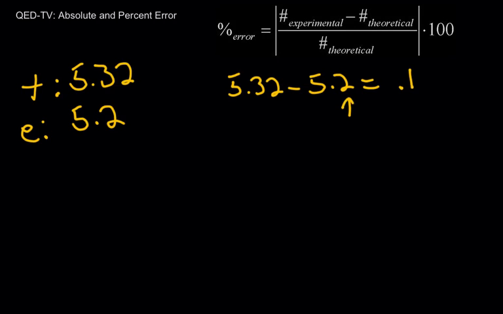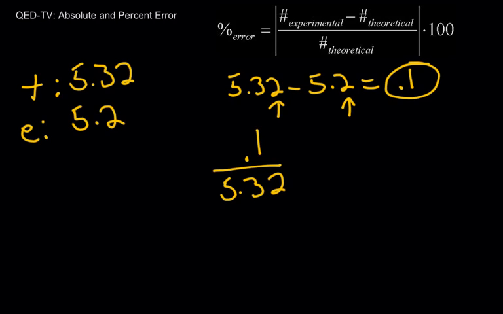This one goes to the tenths. This one went to the hundredths. So my answer can only go to the tenths. So there's my absolute error, 0.1. Now for my percent error, I want to take my absolute error, 0.1, and divide it by my theoretical value, which was the 5.32. Keep in mind, up here it says experimental minus theoretical, but what I did was theoretical minus experimental. It doesn't matter which order you're actually doing that in.